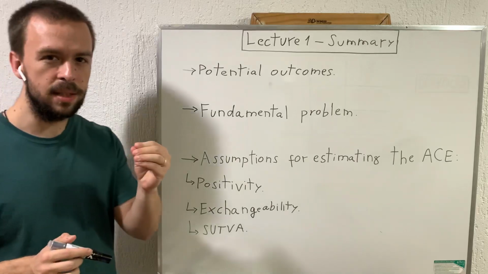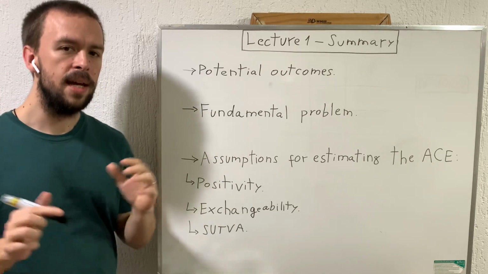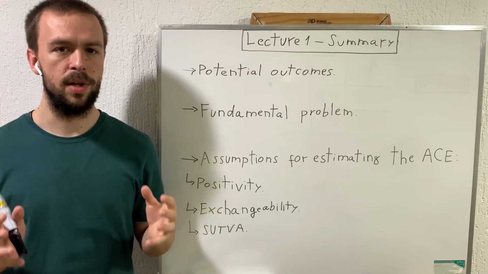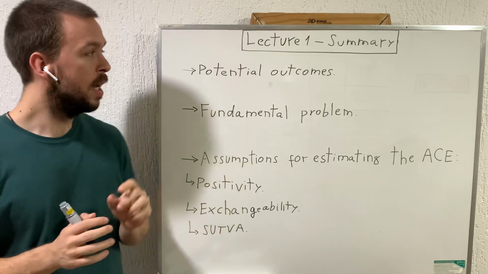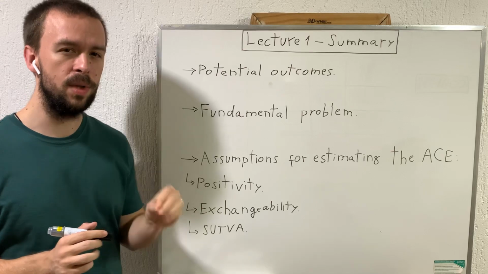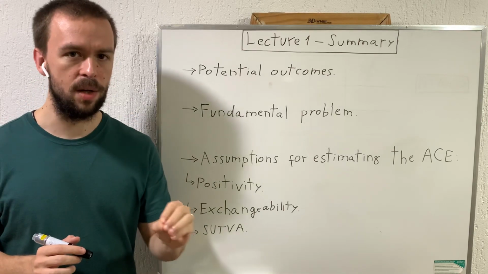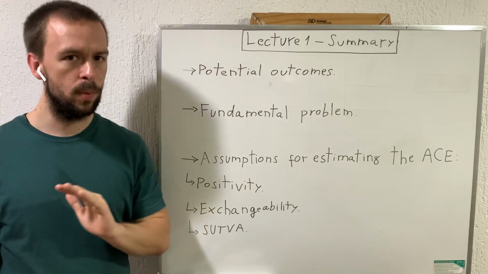The main thing that we learned during the lecture is the concept of potential outcomes and the fact that you can only observe one per individual. So you're going to have at least one counterfactual outcome. And this creates a problem, the fundamental problem of causal inference, which is essentially a missing data problem. Whenever we try to make causal inference, we're always going to arrive at this problem in one way or another.